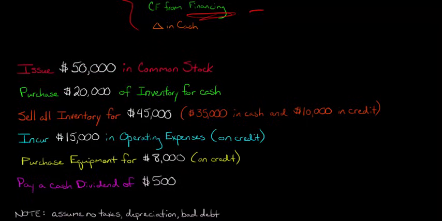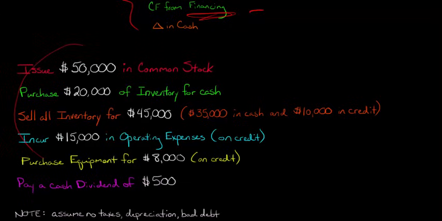Then the company goes and buys $20,000 of inventory for cash. Then they sell all that inventory for $45,000, $35,000 of which they receive in cash, $10,000 of which is credit, accounts receivable. Then they incur $15,000 in operating expenses during the year on credit, so accounts payable. They purchase equipment for $8,000, also on credit, and we'll call that accounts payable. Could have been a note payable too, but in this case we'll say it just goes to accounts payable. And then they pay a cash dividend to the equity holders. They get $500 at some point during the year.